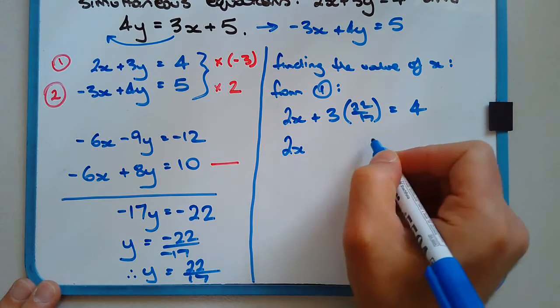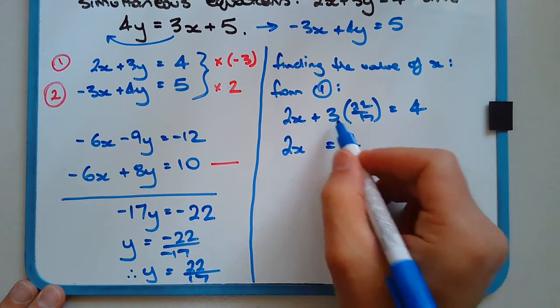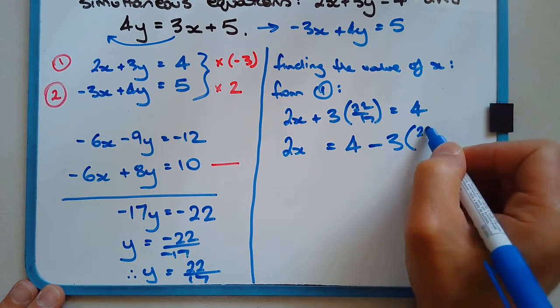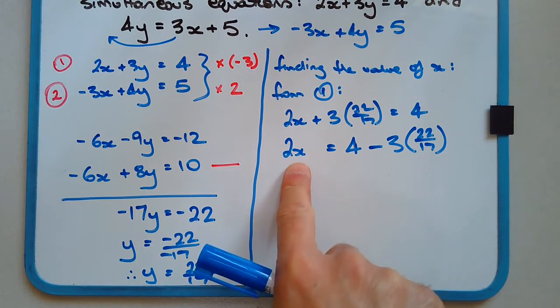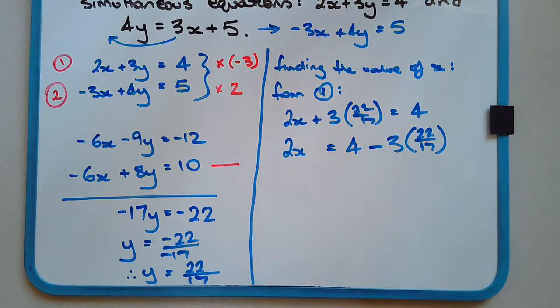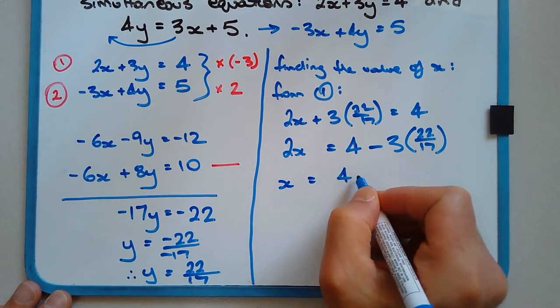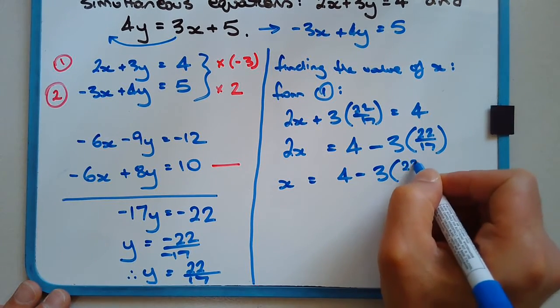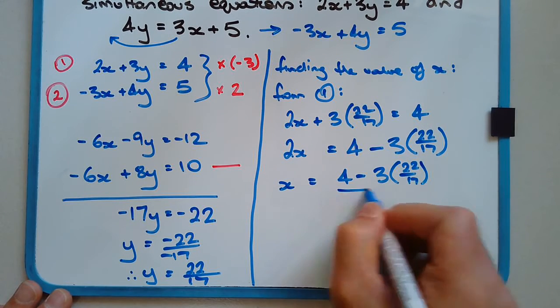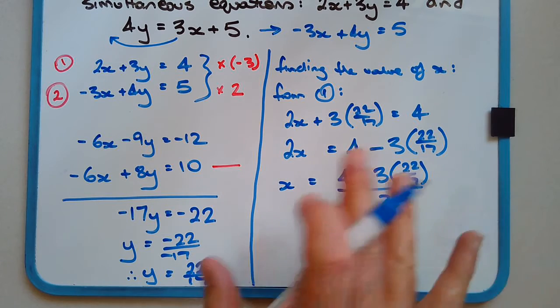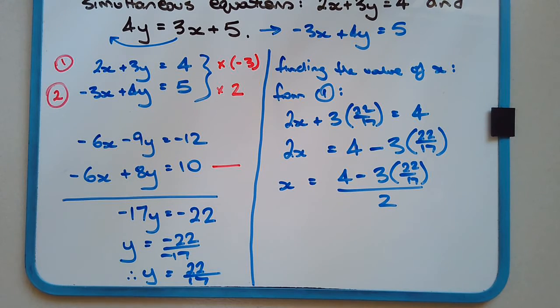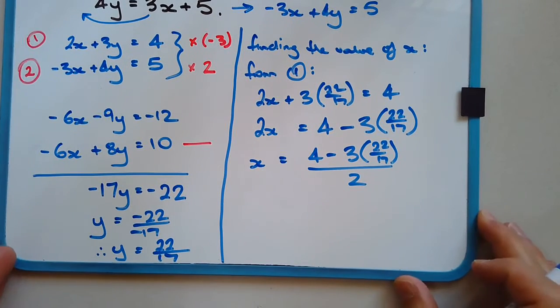So with 2x, I'm going to rearrange this equation, leave the 4 where it is, and subtract 3 outside of 22 over 17. Now I want x to be the subject, so I'm going to divide both sides by 2. So x is equal to 4 minus 3 outside of 22 over 17, all over 2. Notice that I haven't even evaluated anything, haven't used the calculator yet. I'm just moving things around. I guess that's the beauty of algebra, that you don't have to rush to the calculator to evaluate each line and waste time doing that. You can do it right at the end. In fact, let's do that.